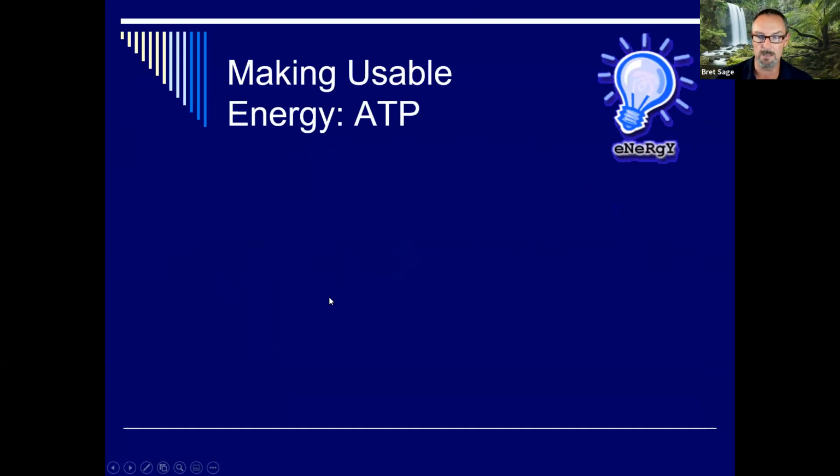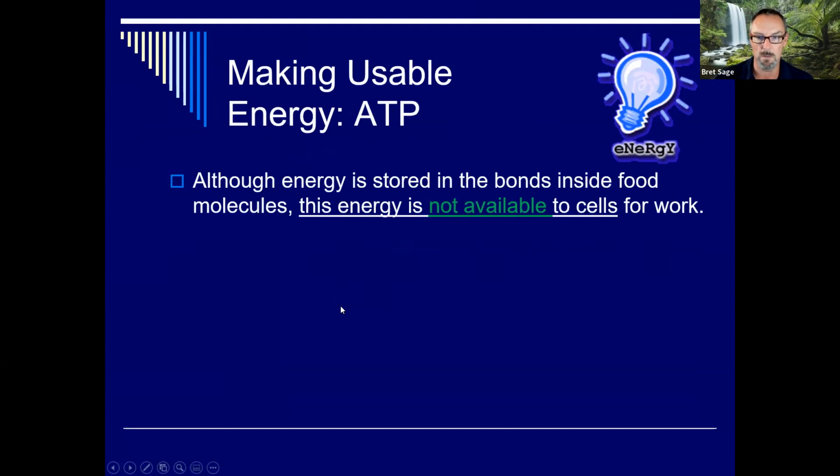We talked about this already. The ATP is the molecule the body uses to make energy. Although energy is stored in the bonds inside food molecules, this energy is not available to cells for work. So the way to think about this is food molecules are kind of like a paycheck, and the ATP is like cash. So if you took a paycheck into a 7-Eleven and wanted to buy something with it, the clerk would say you need to cash it first. So this process we're going to be talking about today is how your body takes this paycheck, which is food, and converts it into ATP, which is cash. And that cash is what is spent in the body to do energy requiring jobs.